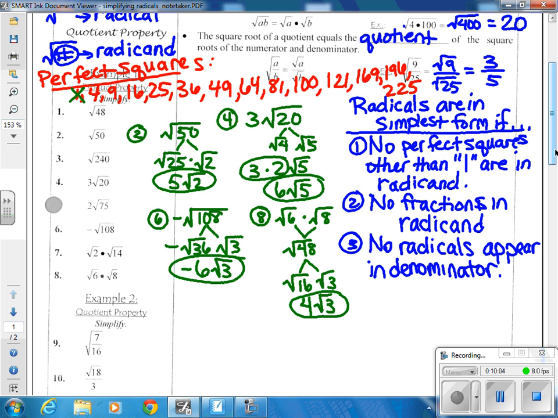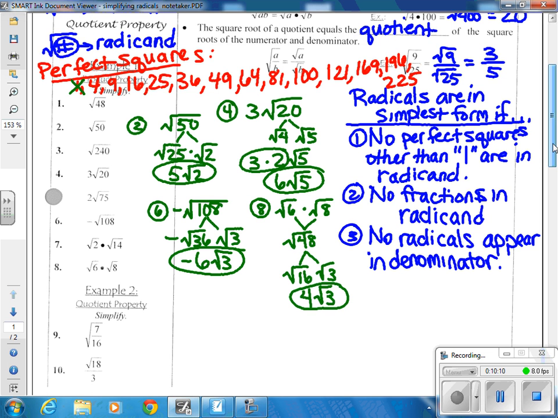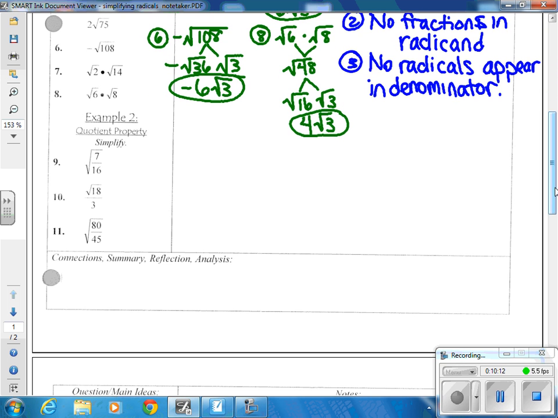So your job is to go back through that section and do all the ones that we didn't do together. Now let's go to example 2 and take a look at some more. You're going to notice that these involve the division property, or the quotient property, and it's very similar to the multiplication property, but it looks a little different.